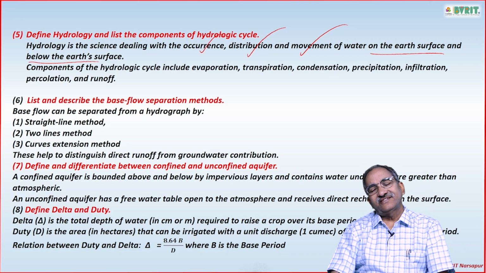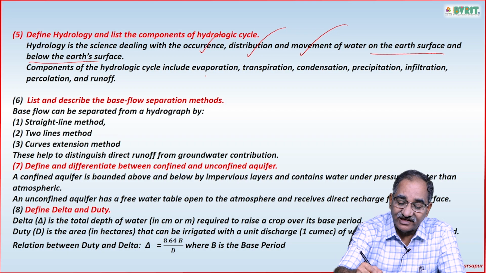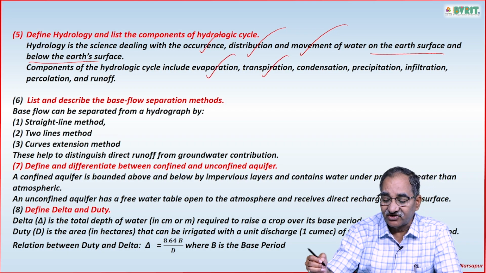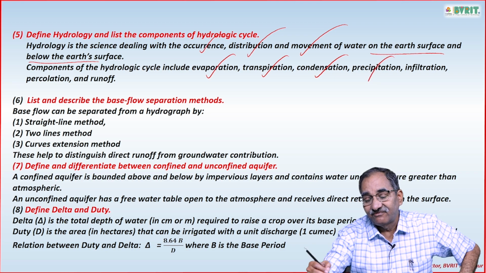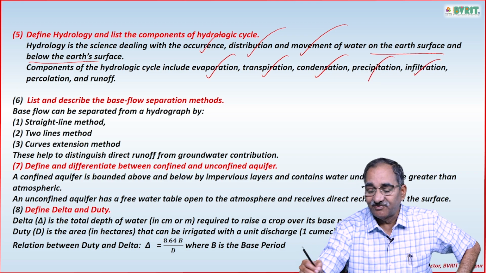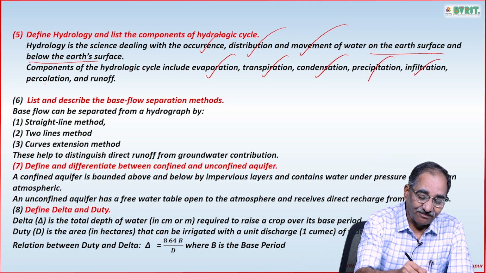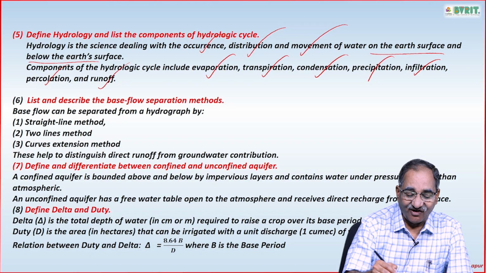What are the components of the hydrologic cycle? Number one is evaporation. Number two is transpiration. Number three is condensation, and then precipitation. After precipitation, infiltration, percolation, and finally runoff.